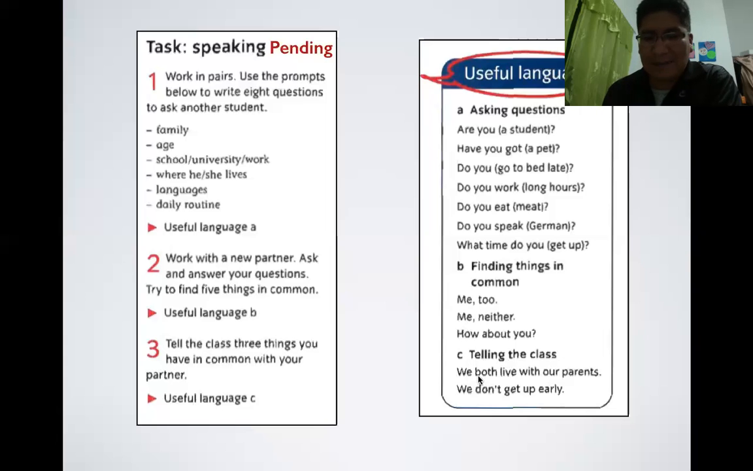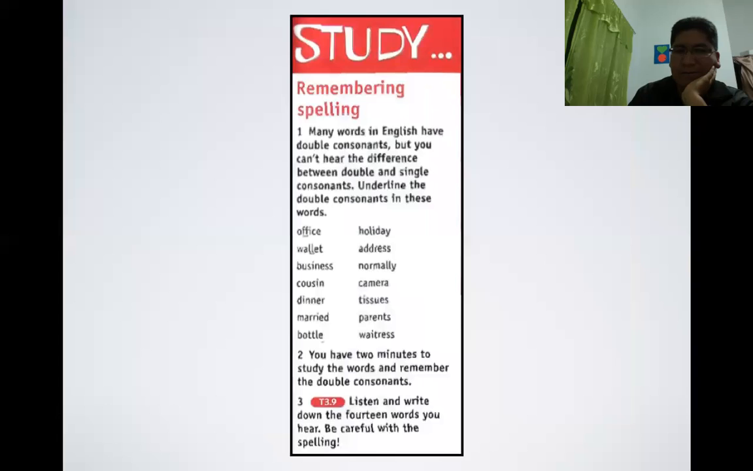Telling the class, we both live with our parents. Both. Do you remember that? Both, ambos. We both live with our parents. We don't get up early. Okay, you're going to practice with these questions when we are talking in class about this activity. Let's continue. Let's go to the study part.